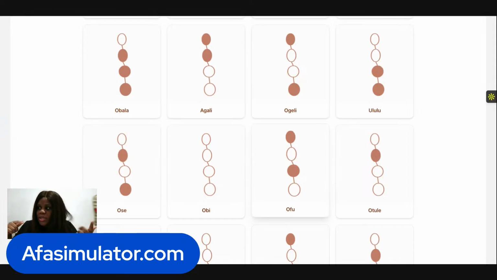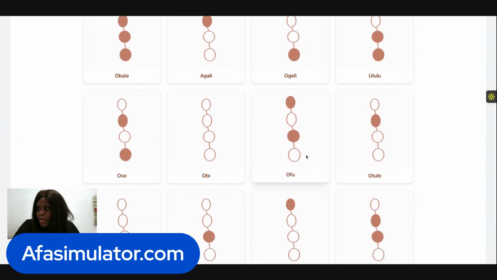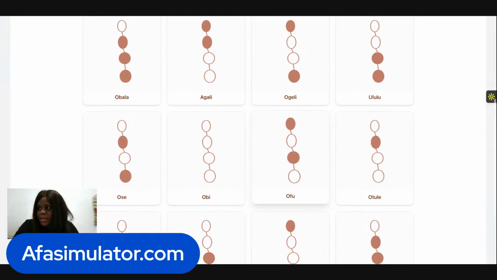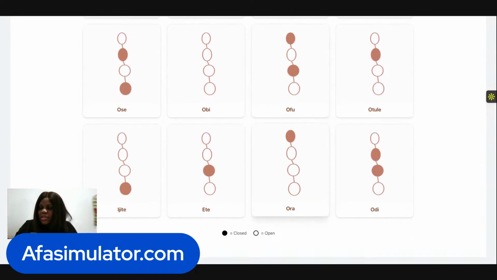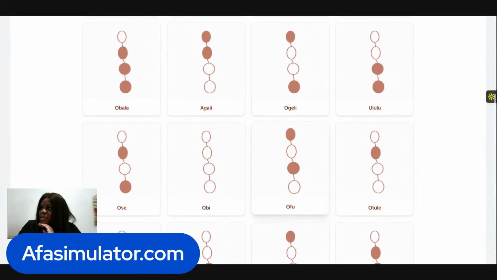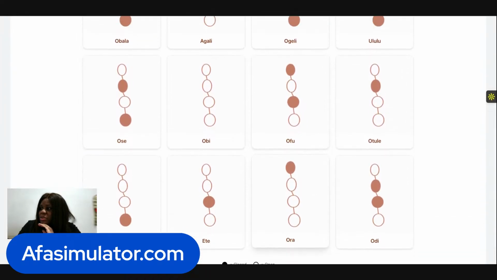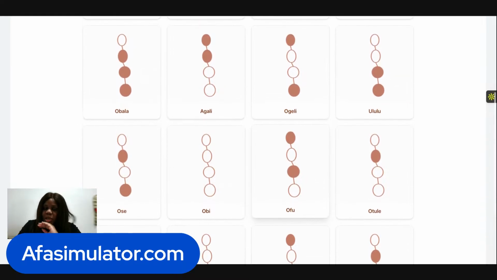Okay. Otule is the opposite of Aka. I already know that one. Obi, I always remember that one. All right. Ogeli. I remember Ogeli. Ijite is Obala reversed and flipped. Ete, okay. Aura is Ijite flipped. And then OD. OD is difficult because OD is Ogili flipped. Is Ogili reversed.